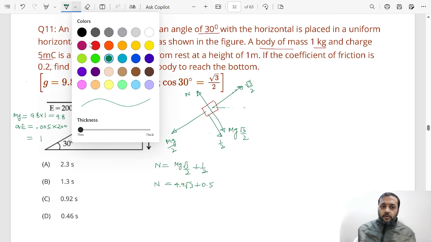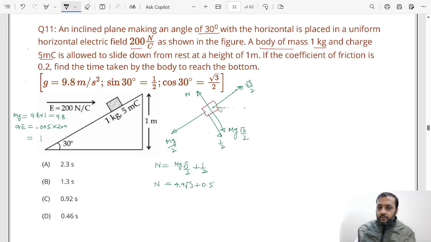Now, of course, as the block is going to move down, friction will be acting in the upward direction. So the value of friction will be equal to mu into normal reaction. Now the mu is 0.2 here. So 0.2 into normal reaction, which is 4.9 into root 3 plus 0.5. 4.9 into 0.2 will become 0.98 into root 3, and 5 2s are 10, so this becomes 0.1. This is the value of the friction that is going to act up the plane.